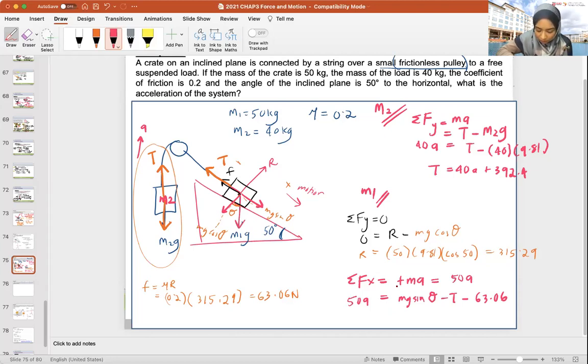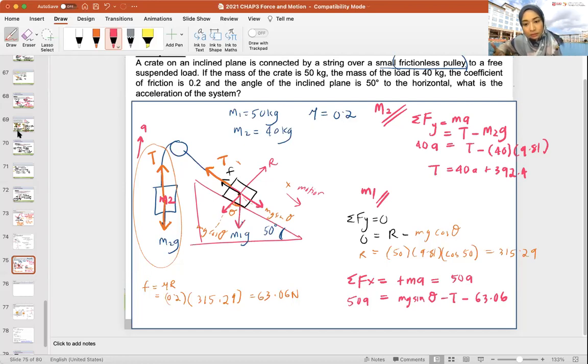m is 50 times 9.81 times sine. Is everyone following me or are you already sleepy? Just a bit more. I'm trying to show you guys how to solve this. So 50 times 9.81 times sine of 50. So you get 375.